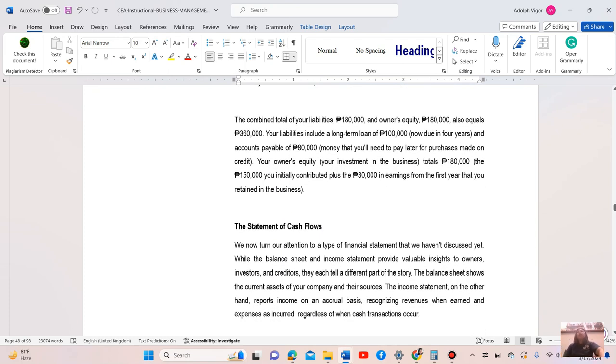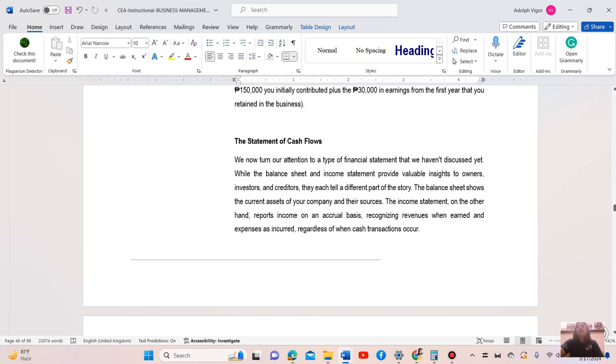The combined total of your liabilities, 180,000, and owner's equity, 180,000, also equals 360,000. Your liabilities include a long-term loan of 100,000, now due in 4 years, and accounts payable, 80,000, money that you'll need to pay later for purchases made on credit. Your owner's equity, your investment in the business, totals 180,000, from 150,000 initially contributed plus 30,000 in earnings from the first year that you retained in the business.